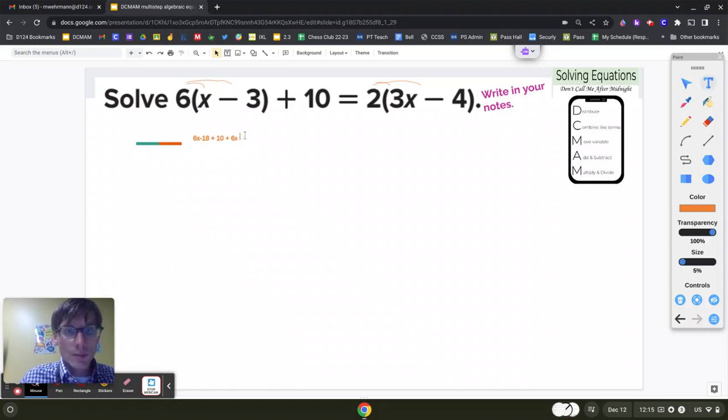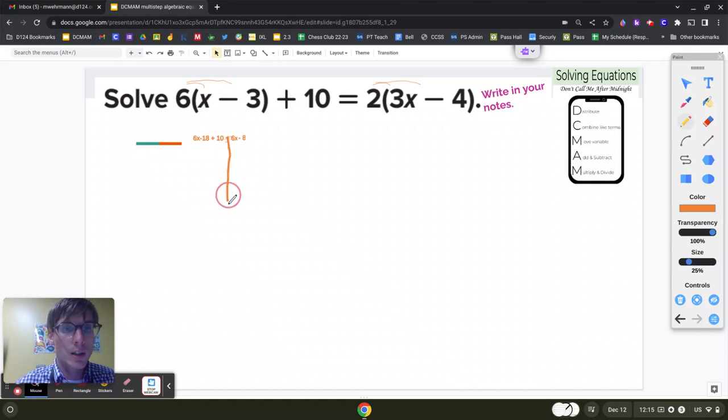6x, it should be 2 times that minus 4, should be a minus 8. There we go. Okay, and there should have been an equal sign here. So this is an equal sign. So we have 6x minus 18 plus 10 equals 6x minus 8. All right. Great. So again, that's an equal sign.